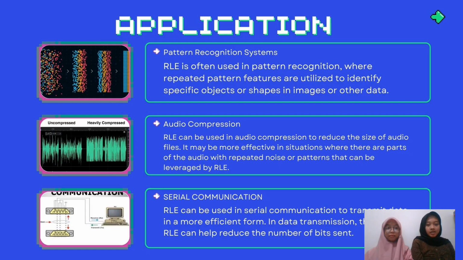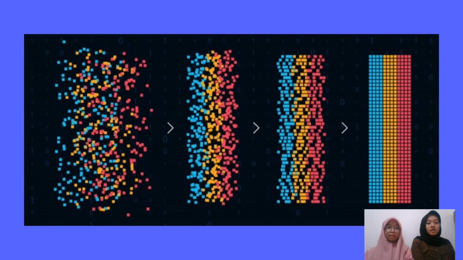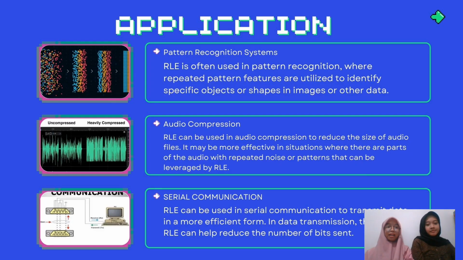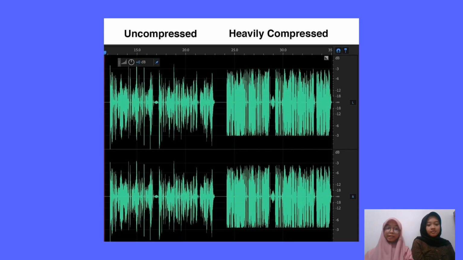Next one is pattern recognition systems. RLE is often used in pattern recognition, where repeated patterns are utilized to identify specific objects or shapes in images or other data. This is an example of pattern recognition systems. The next is audio compression. RLE can be used in audio compression to reduce the size of audio files. It may be more effective in situations where there are parts of the audio with repeated noise or patterns that can be leveraged by RLE. This is an example of audio compression.